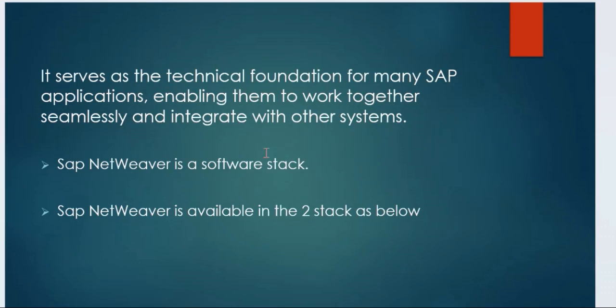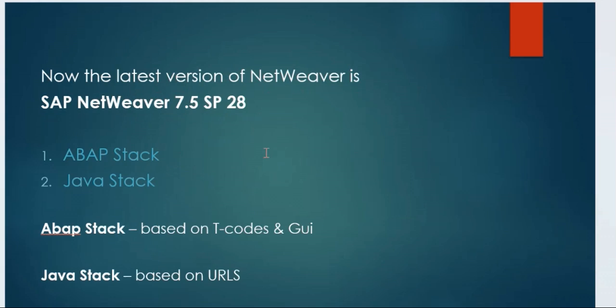At last, SAP announced their first product in March 2004. In March or maybe April 2004, they released their first product, which is called NetWeaver 7.0. So this NetWeaver 7.0 is our first NetWeaver product. After that, they released NetWeaver 7.1, 7.2, 7.3, EHP1, 2 like that. And now the latest version is SAP NetWeaver 7.5 SP28. This version was released in September 2023.